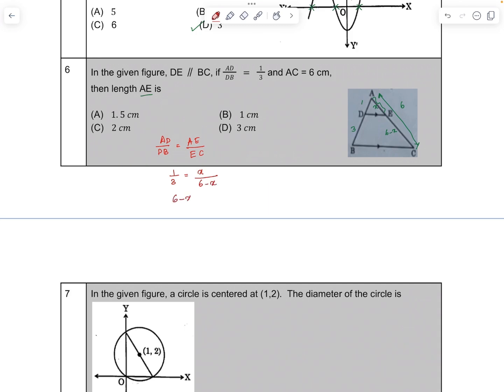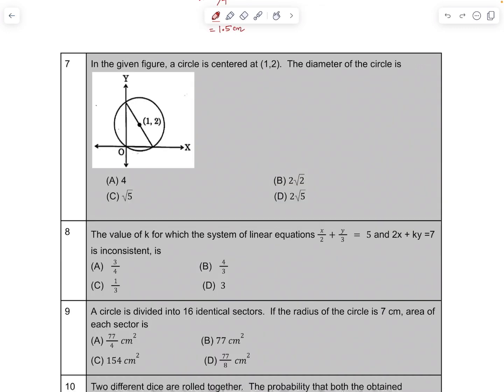That is 6 minus x is equal to 3x. 4x is equal to 6. x is equal to 6 upon 4, which is 3 upon 2, that is 1.5 centimeter. Answer is option A. Question number 7.